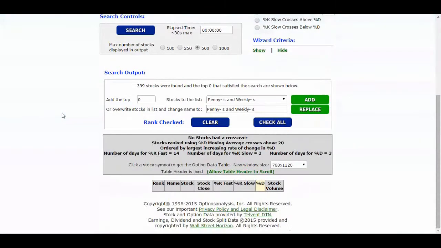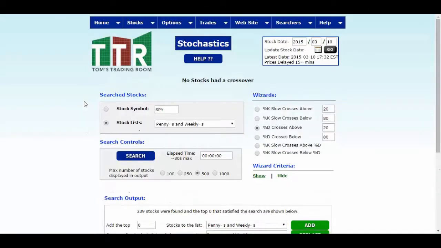We have 0 stocks that met that criteria, which means that there are no stocks in the oversold zone breaking out above the 20 line. Today was a pretty severe down day, about 250 to 300 points down, so it stands to reason that there weren't a lot of bullish crosses above. So what we can do is a search reflective of the day's trend, which was to the downside.